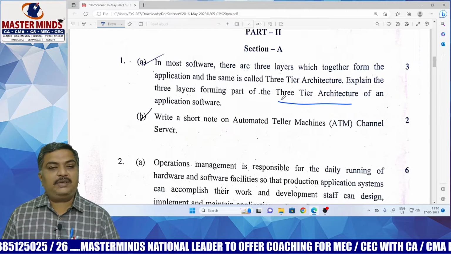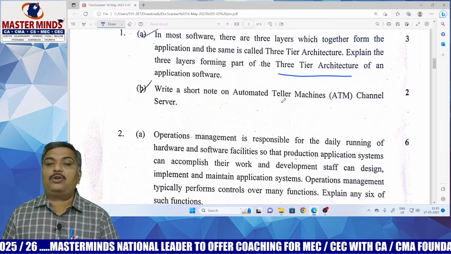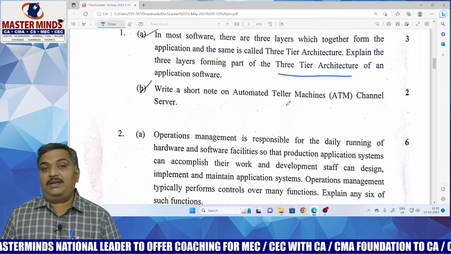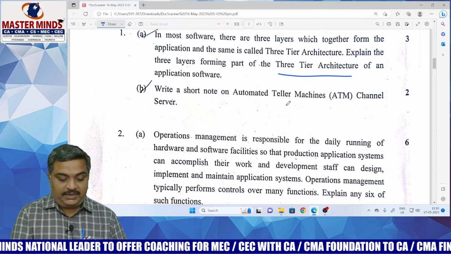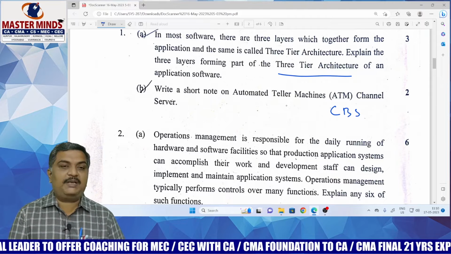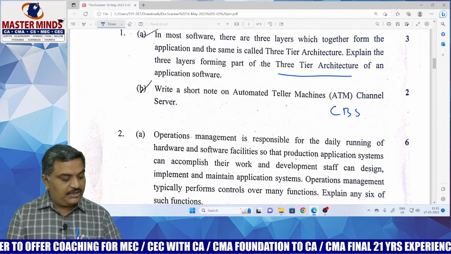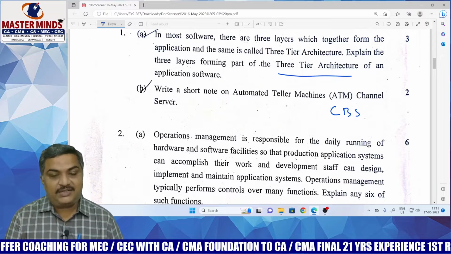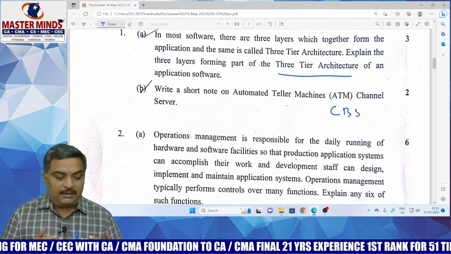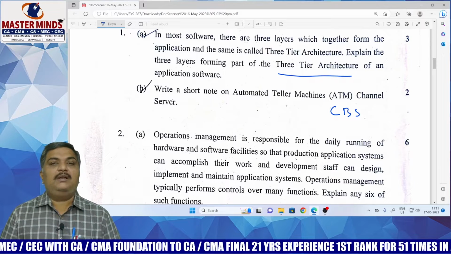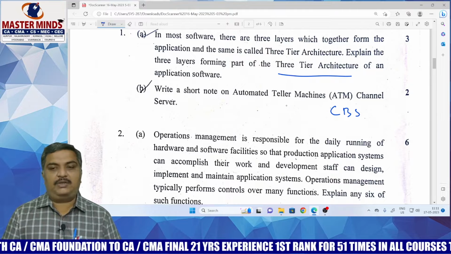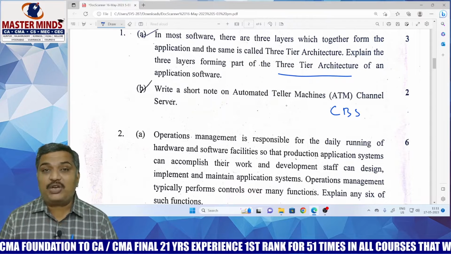Now coming to the second question, write short notes on the automated teller machine channel server. This question is related to the chapter CBS, Core Banking Systems, and in our Masterminds material, you can find this question in question number 8C. So we have a lot of servers like front-end server, back-end server, ATM channel server, ATM server, all these things. And here it is asked about the ATM channel server.